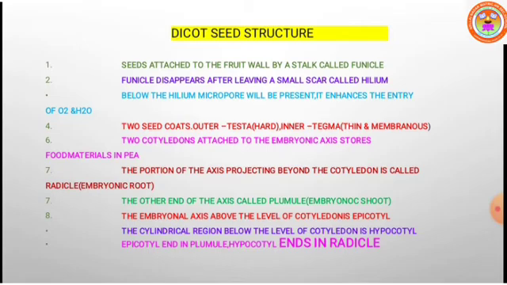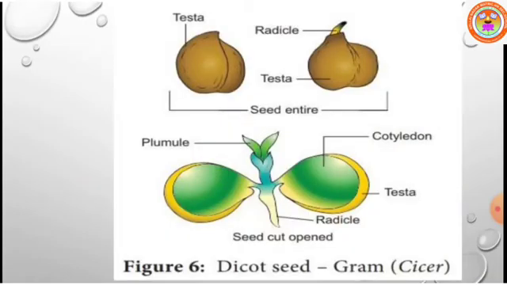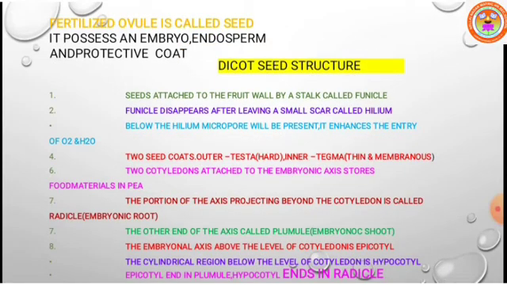In a dicot seed, each seed has a thick outer covering called seed coat. The seed coat is developed from the integuments of the ovule. The outer seed coat is called testa and it is very hard, whereas the inner seed coat is called tegmen, which is thin and membranous.